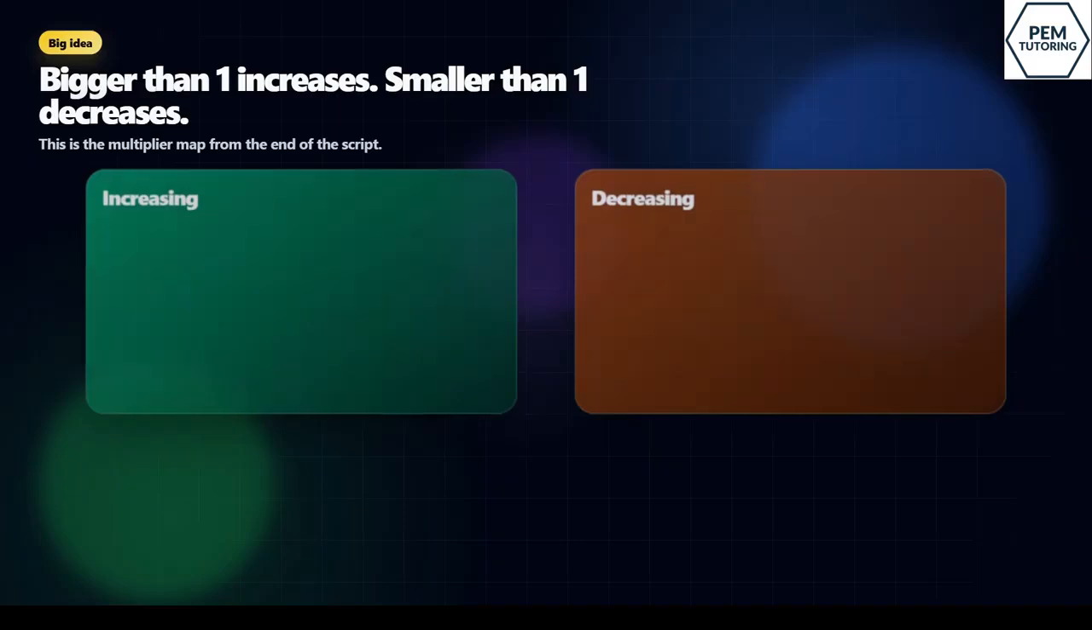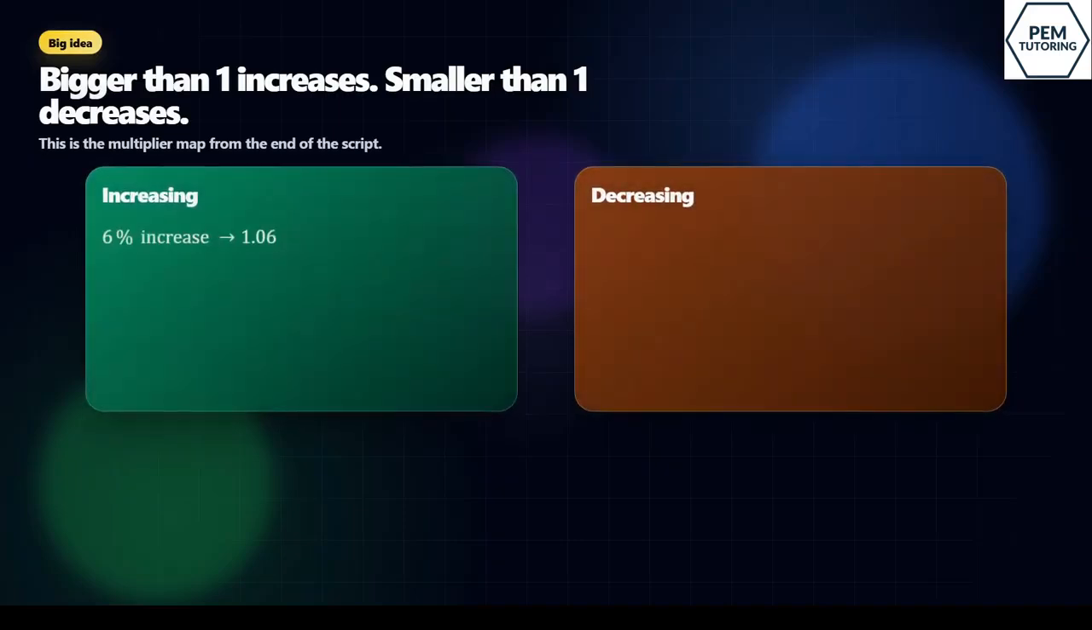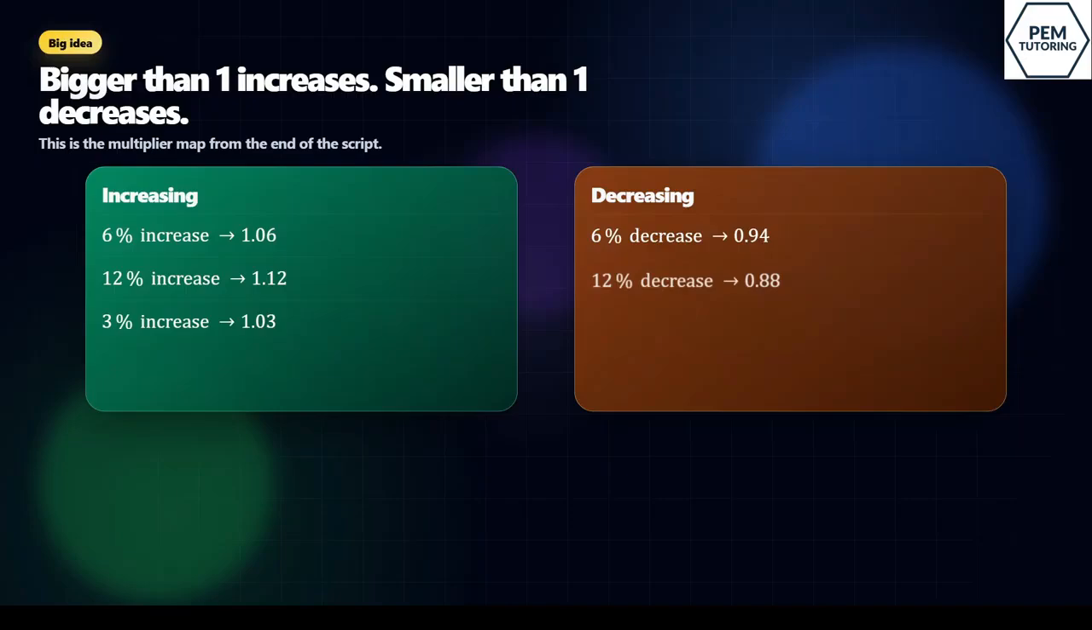So here's the big idea. If the amount is increasing, your multiplier is bigger than 1. A 6% increase is 1.06. A 12% increase is 1.12. A 3% increase is 1.03. If the amount is decreasing, your multiplier is smaller than 1. A 6% decrease is 0.94. A 12% decrease is 0.88. A 3% decrease is 0.97.